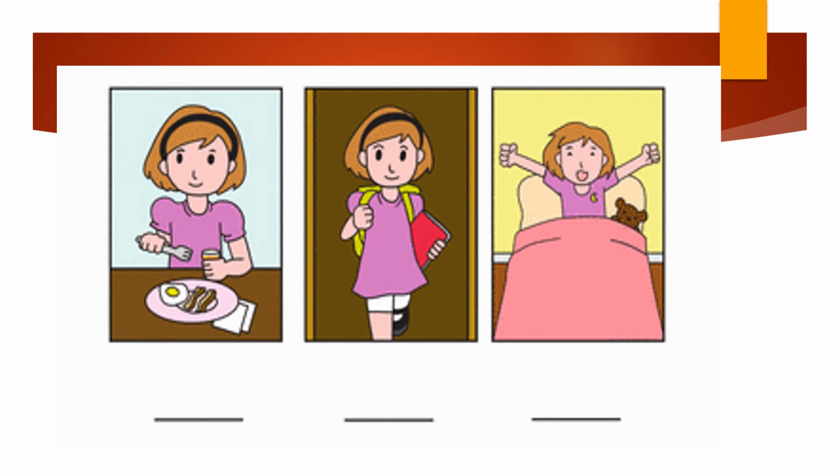Let's look at this girl. There are three scenes in these pictures. We have to put them in order. What happened first, what happened next, and what happened last. We are going to use the number 1 for first, 2 for next, and the number 3 for last. First, what is the first thing that happened in this story? First, the girl wakes up. Next, she eats breakfast. And last, she goes to school. First, next, and last.